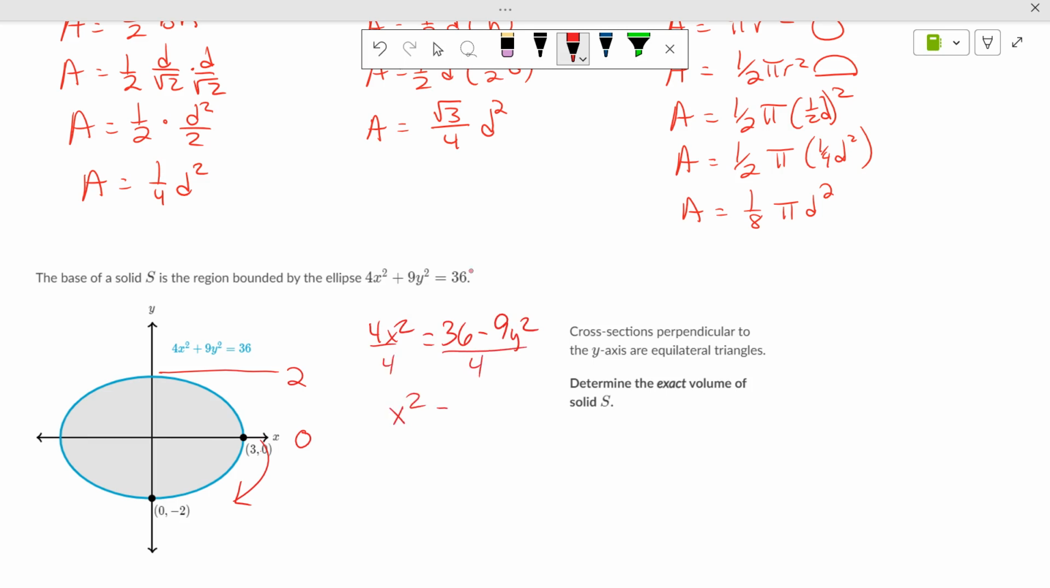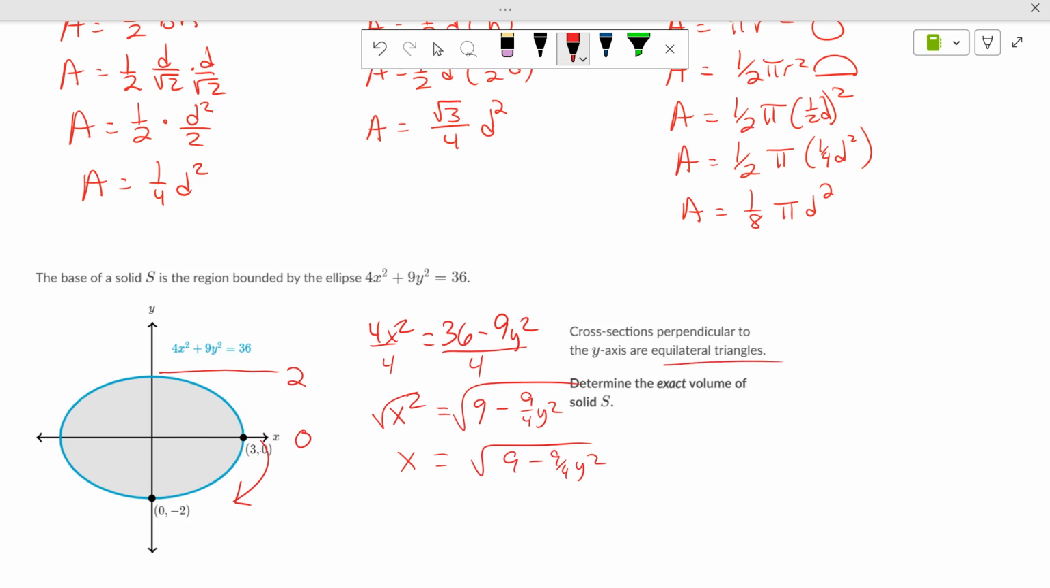So x squared equals 9 minus 9/4 y squared. Okay, so then if we take the square root, x equals the square root of 9 minus 9/4 y squared. So these are going to be equilateral triangles.